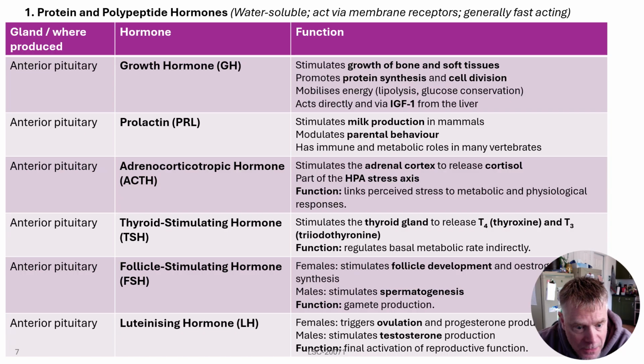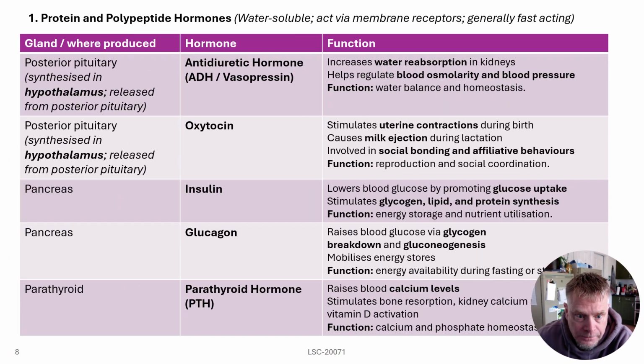And finally, in the anterior pituitary gland, you can see a whole range of hormones being produced in this gland. There's the luteinizing hormone, and that has the function of activating reproductive function. In females, it triggers ovulation and progesterone production, and in males, it stimulates testosterone production. There were so many of these protein and polypeptide hormones that I had to put them onto 2 slides.